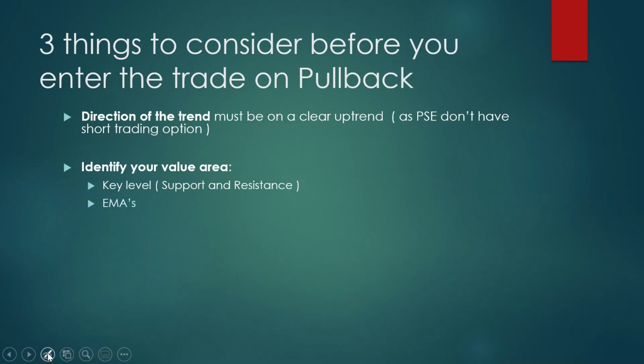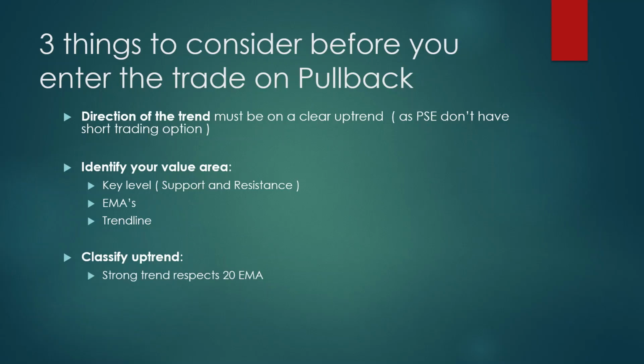The second one will be the EMAs, which is the exponential moving average, or some people prefer just moving average. But for me, I prefer exponential moving average. And lastly, we have our trend line na ginagamit din natin sa pagsukat natin ng trend. Alright? And the last thing we have to consider before we enter the trade ay kailangan natin i-classify yung trend. Kung strong uptrend ba siya, it should respect 20 exponential moving average. Kapag healthy naman yung trend, it should respect 50 EMA. And kapag weak yung trend, it usually bounce off the 200 EMAs.